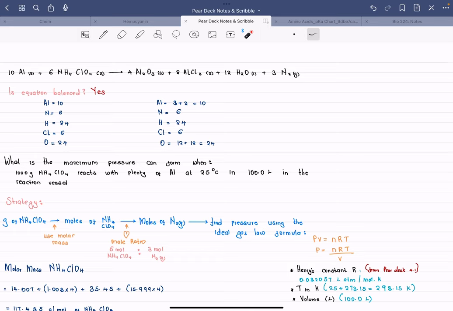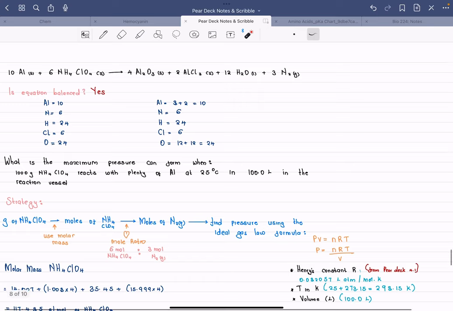On the product side, we have 4 times 2, 8, plus 2 aluminiums, and we get 10 aluminiums. So our aluminiums are balanced. And then we have 3 times 2, 6. So our nitrogens are 6 in the product side, and our nitrogens are balanced. We have 24 hydrogens. Our hydrogens are balanced. We have 6 chlorines, 2 times 3, and so our chlorines are balanced.